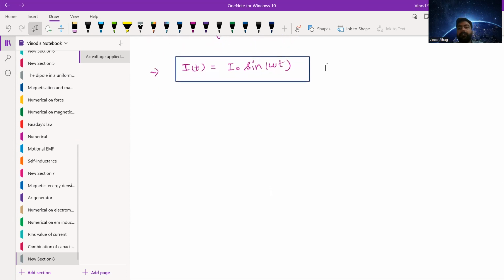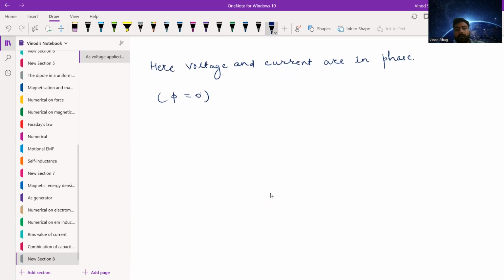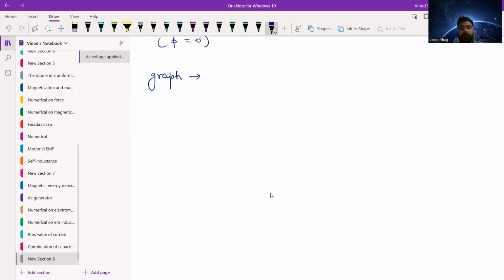Let's draw their graphs, and then we will get some idea. Here, voltage and current are in phase, or we can say that the phase difference is 0 degrees. Now let's draw the graph of current and voltage. Then it will look like this.